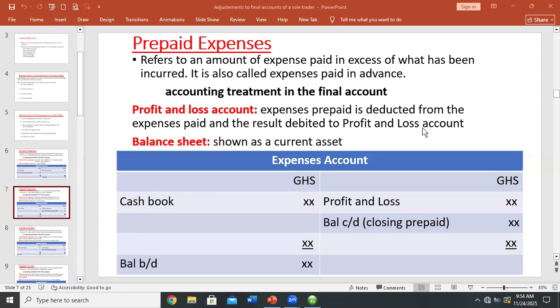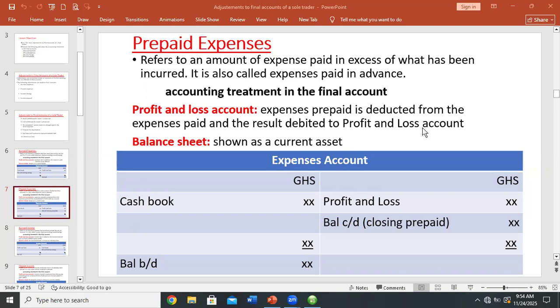Okay, thank you very much, Prof. So for the prepaid expense, what it simply means is that you have paid in excess of what you actually incurred, right? It is also called expenses paid in advance.